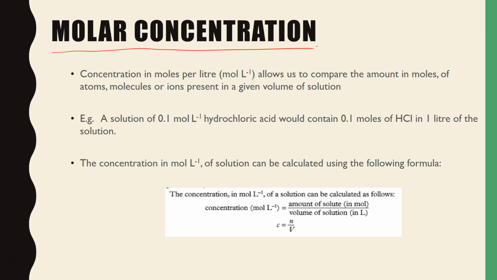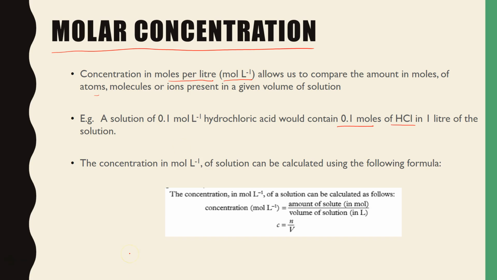What does that mean? Well, the concentration in moles per litre, which is also written as mol L^-1, allows us to compare the amount of moles of two different solutions, and we're looking specifically for the atoms, molecules, or ions in a given volume of solution. So for example, if we have a 0.1 mole per litre amount of hydrochloric acid, there'd be 0.1 moles of hydrochloric acid in 1 litre.